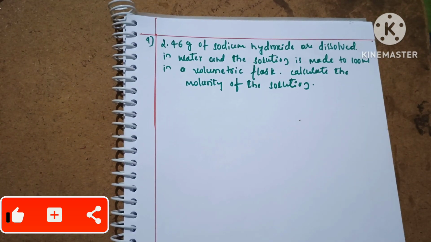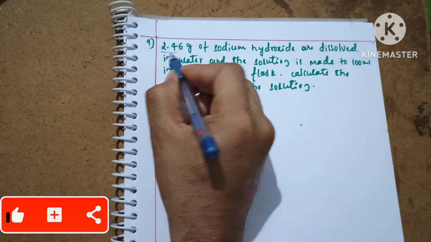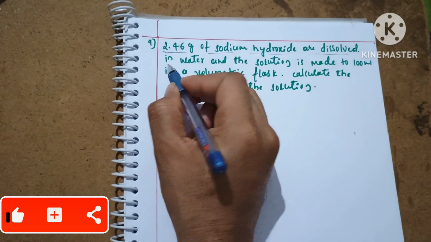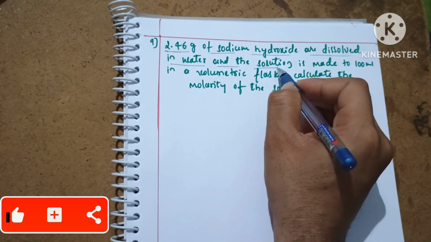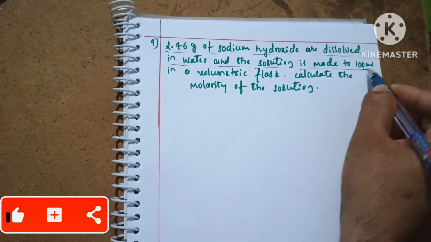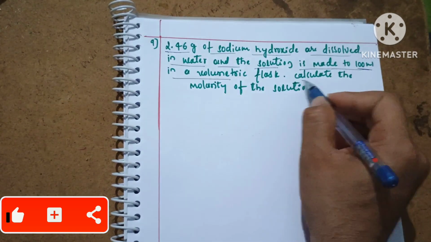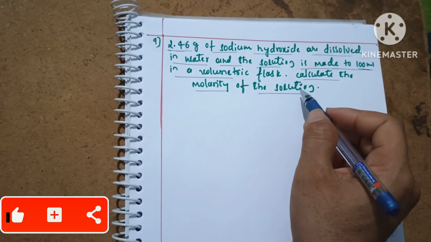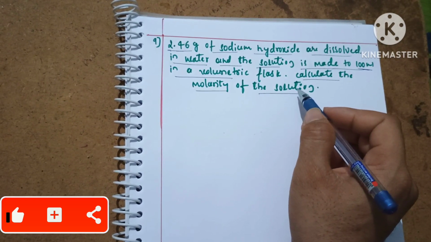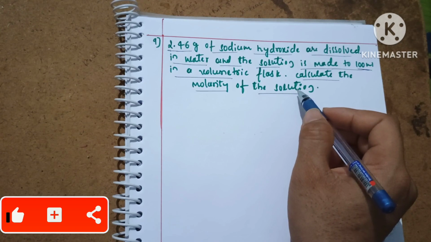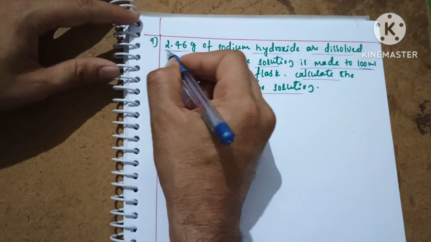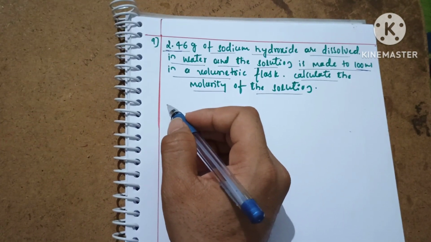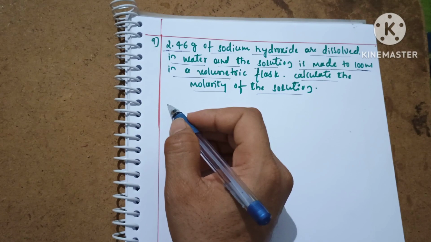And the fifth numerical is: 2.46 gram of sodium hydroxide is dissolved in water, and the solution is made up to 100 ml in a volumetric flask. Calculate the molarity of the solution. It's a simple one. So what is being asked? Calculate the molarity of the solution when 2.46 gram of sodium hydroxide is dissolved in 100 ml of water.